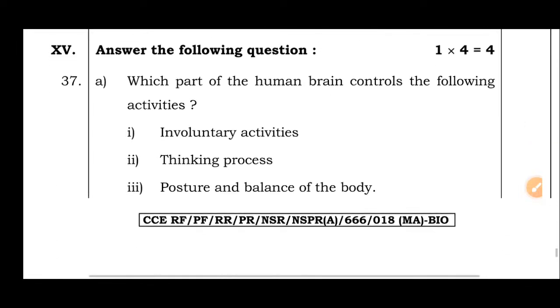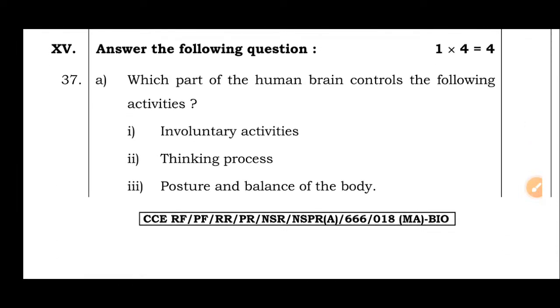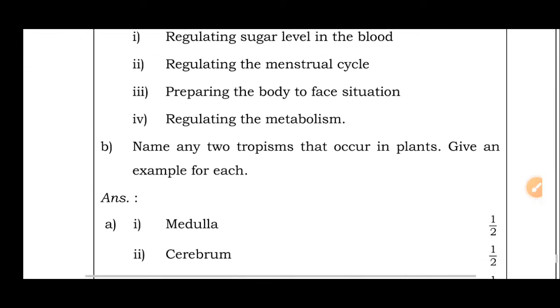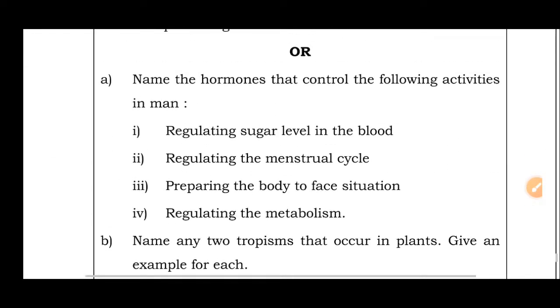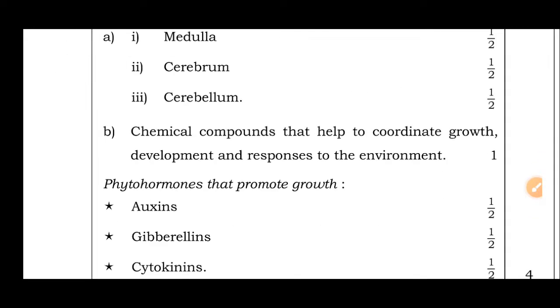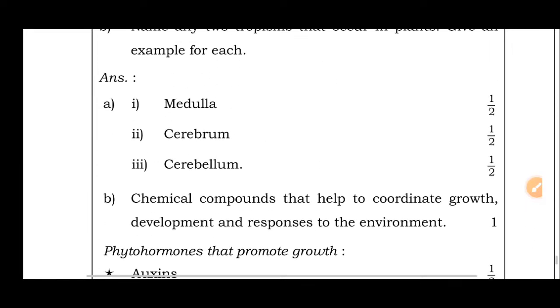Now we are going to see the 15th main. Answer the following questions. It's a 4-mark question, only one question is there. 37th A. Which part of the human brain controls the following activities? Involuntary activities, it's the medulla. Each carries half of the marks. The chemical compounds that help to coordinate growth, development and response to the environment are called phytohormones. Phytohormones that promote growth are auxins, gibberellins and cytokinins.